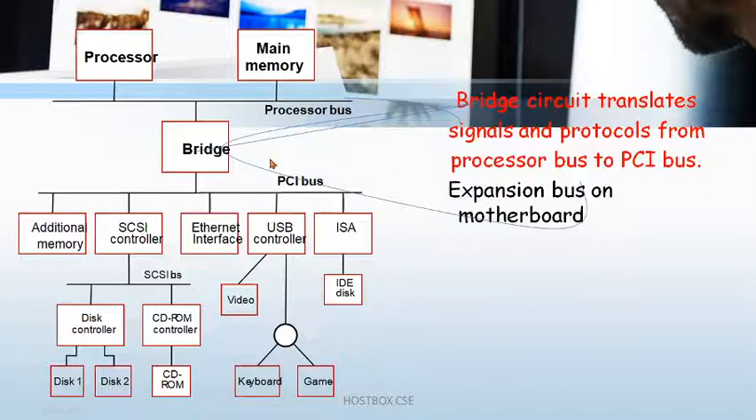Remember. And next is the PCI bus. What is the PCI bus? It's the expansion bus on the motherboard. Remember, the processor, main memory and PCI bus are connected with a bridge, followed by components called additional memory, SCSI controller, Ethernet, USB controller, and this here. Then the IDE disk and USB.